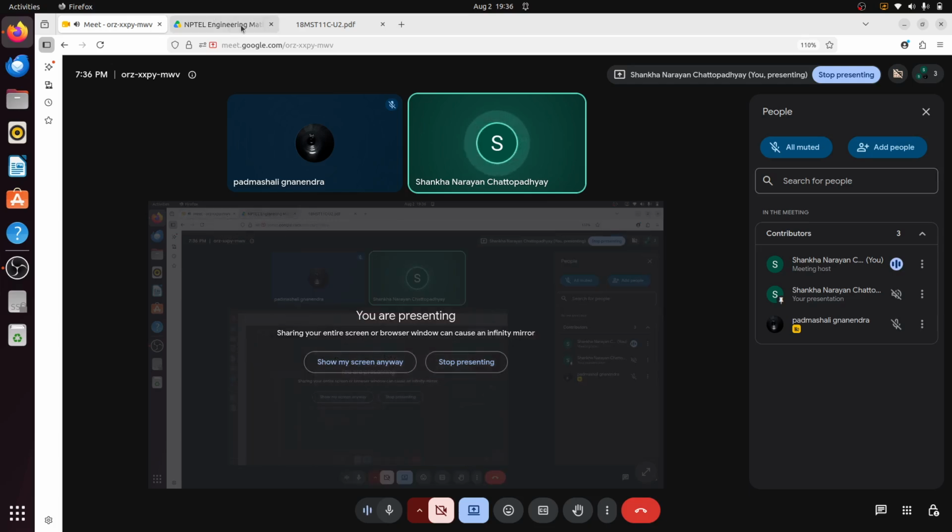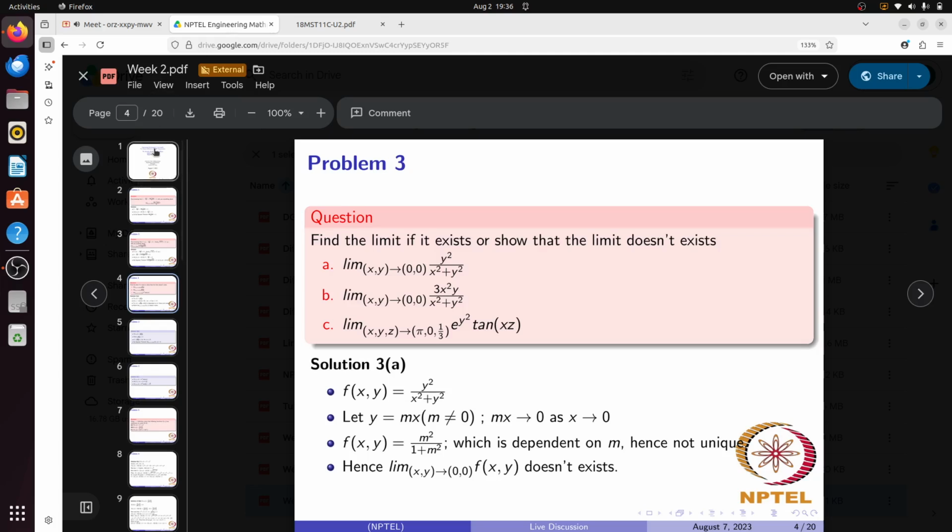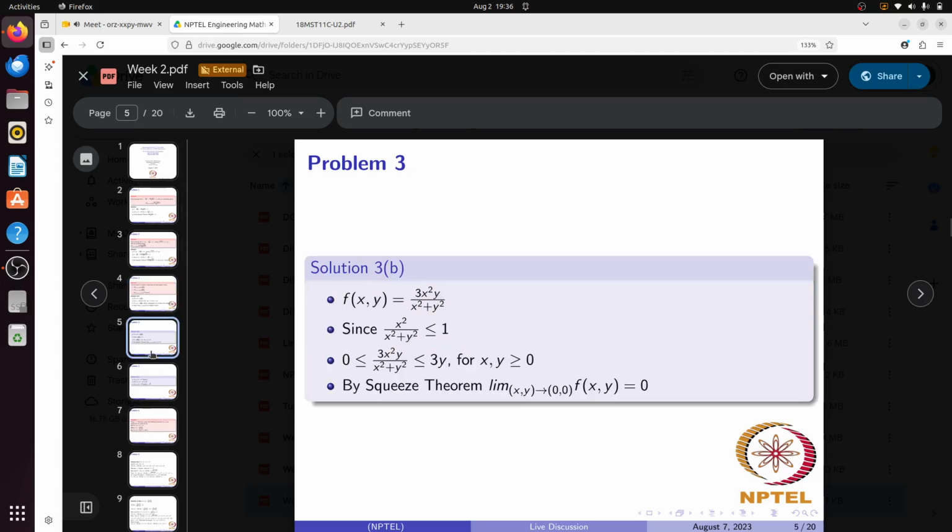Is it clear? Okay. Next problem: f(x,y) is 3x²y by x² plus y².